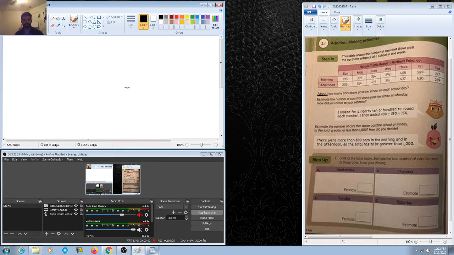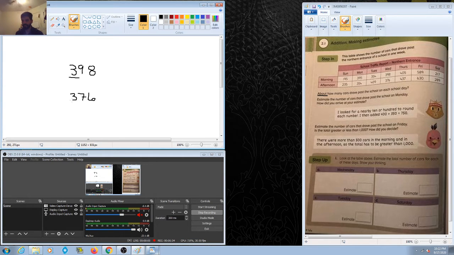Okay, and I'm going to use Paint here to look at each of the in-depth rounding and some addition, so we don't have to try to fit all of those in the purple boxes. So for Wednesday, we have 398. And we have 376. And so we're going to round both of these to the nearest 100.